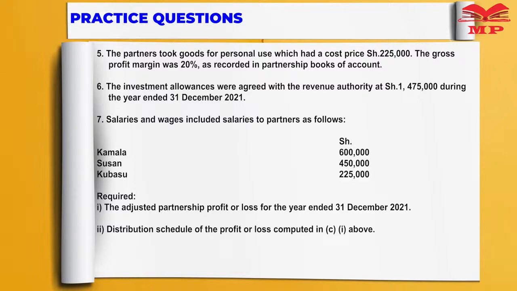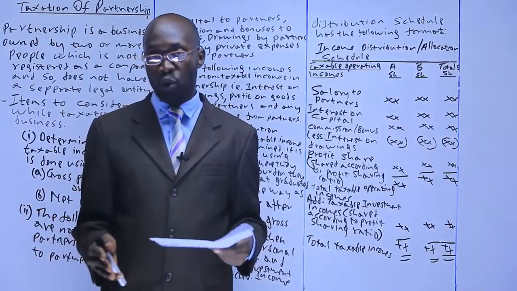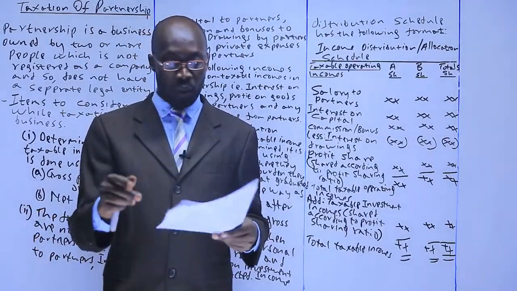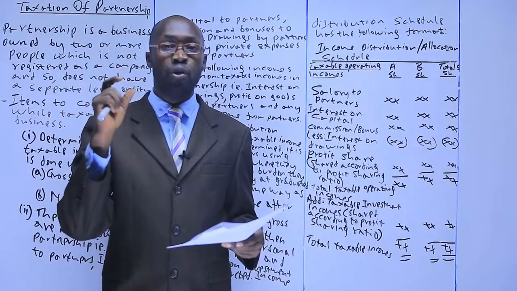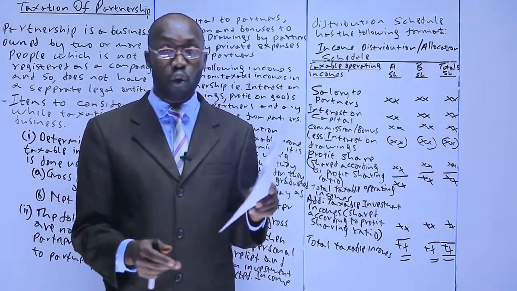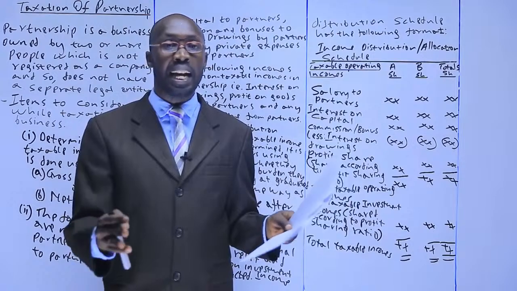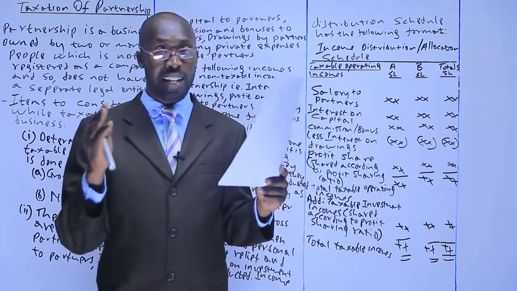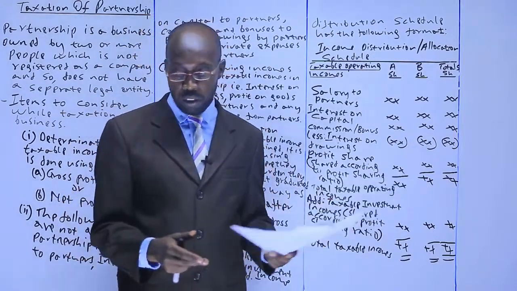So we prepare the income distribution schedule after getting the taxable income. So the first question is to get the taxable income of the partnership. Question is, which method are we supposed to use? Here we said if you are given net accounting profit, then you use the net profit method. Here we are given the net loss, which is a negative profit. That automatically means that you're supposed to use the net profit method. So we solve the question.